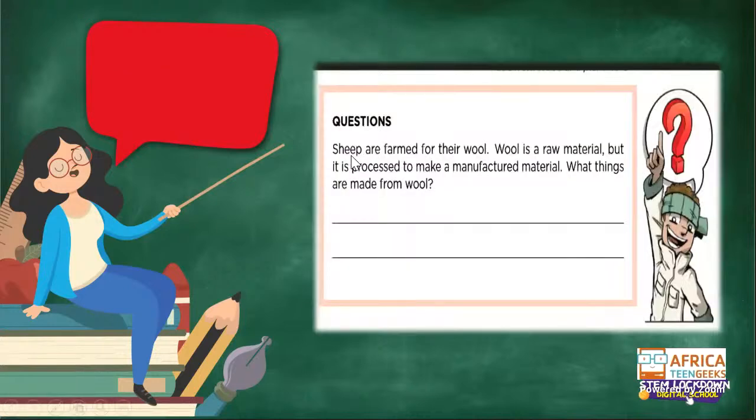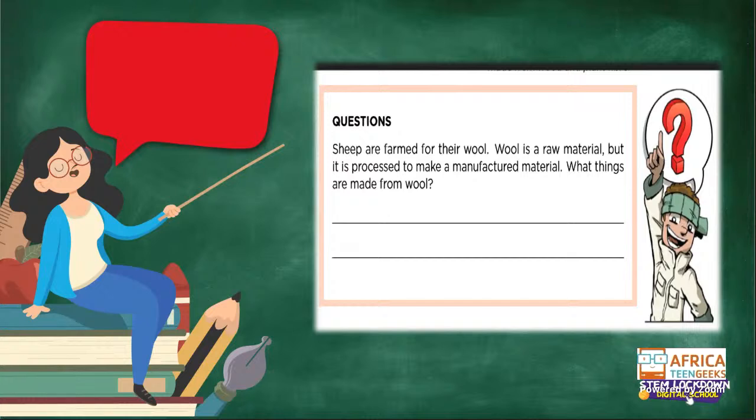So now here's a quick question. The question says, sheep are farmed for their wool. Wool on the sheep is raw material, but it is processed to make a manufactured material. What things are made from wool? So what can you think of that is made from wool?